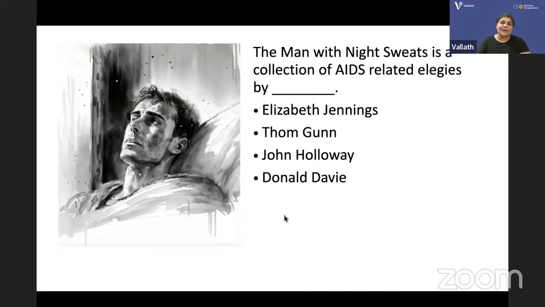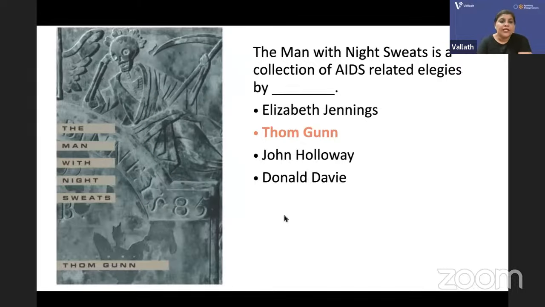The Man with Night Sweats is a collection of AIDS-related elegies. Who wrote it? Elizabeth Jennings, Thom Gunn, John Holloway, or Donald Davie? Ankita, do you know? I think it was Thom Gunn. Thom Gunn, who wrote this collection of elegies. Yes, he wrote a lot about masculinity and AIDS also. Thom Gunn wrote The Man with Night Sweats.